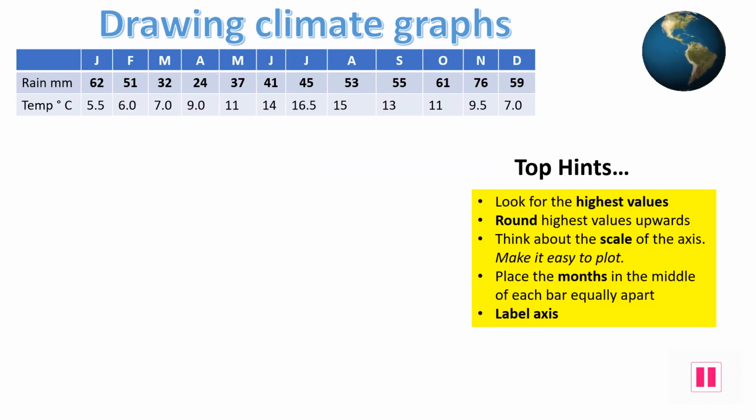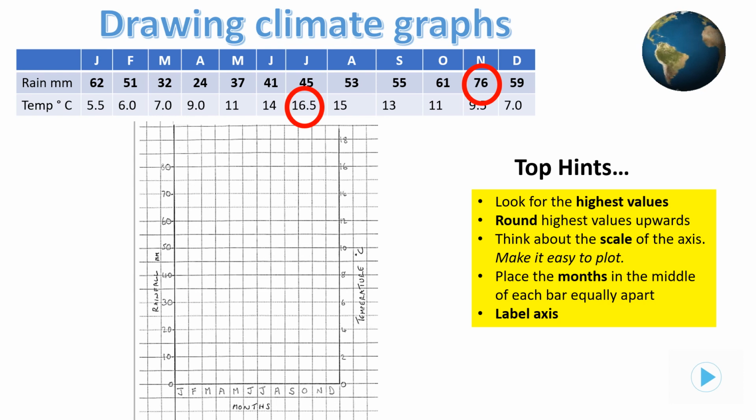When plotting a climate graph, it is important to take your time when looking at the data. Start by looking at what each row shows and start by searching for the highest values. The data here shows 76 millimeters in November being the highest rainfall value and 16.5 degrees in July being the highest temperature. Next, round up the highest values so that they're a lot easier to be able to plot on the graph. Before starting to label the axis, double check that you can easily plot the data.